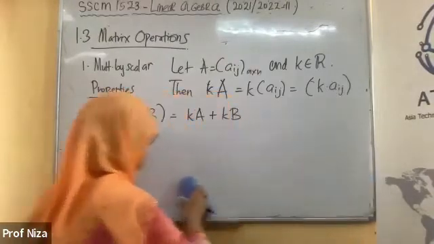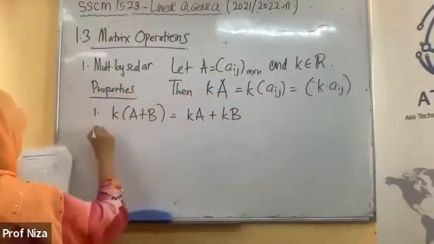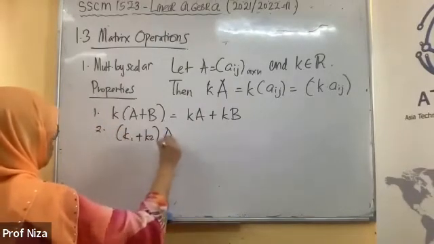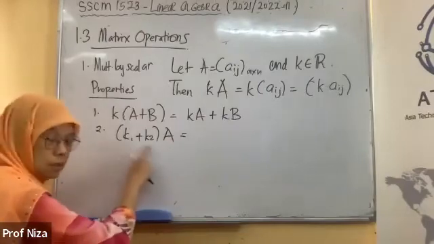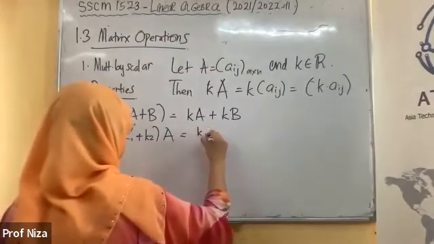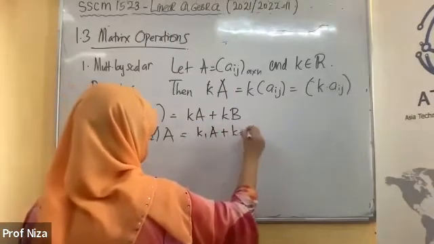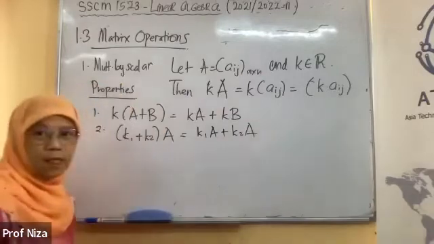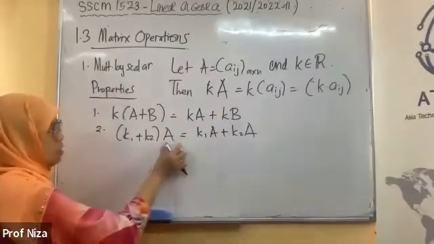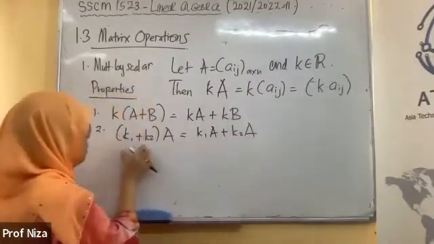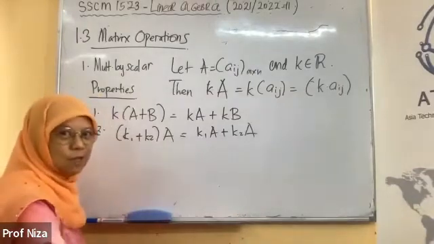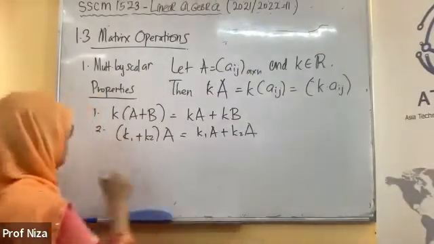Okay, so number 2, K1 plus K2 times A. Now this is numbers, yeah? Scalars, real numbers. Multiplied by A is K1A plus K2A. Again, when you want to prove this, this is a matrix, and use this, bring this inside. When it becomes a number, then you can separate and write like this.